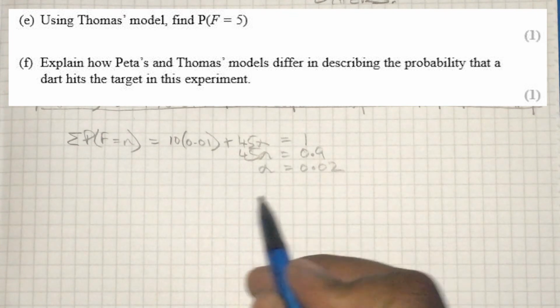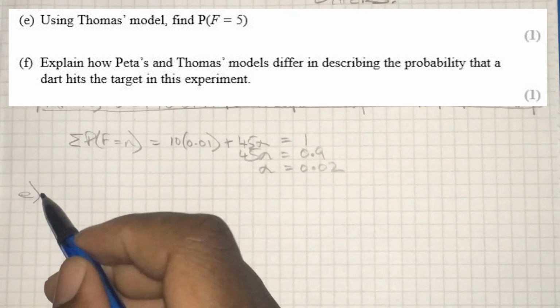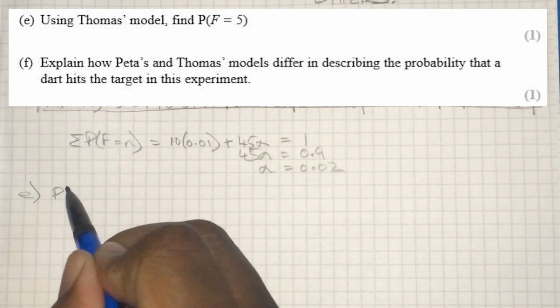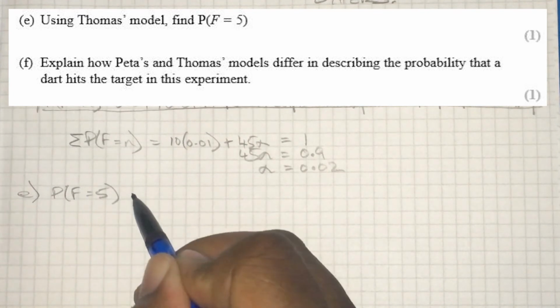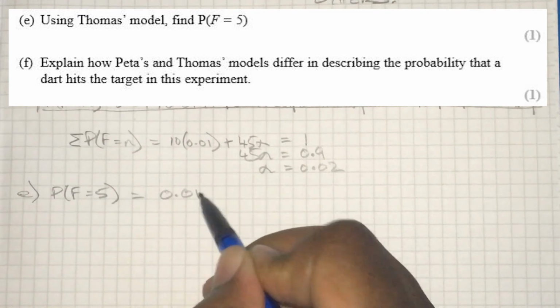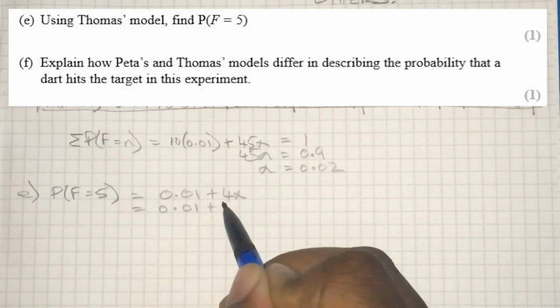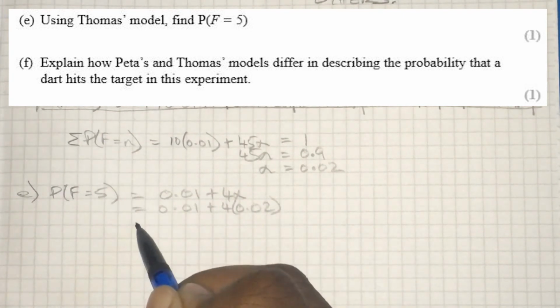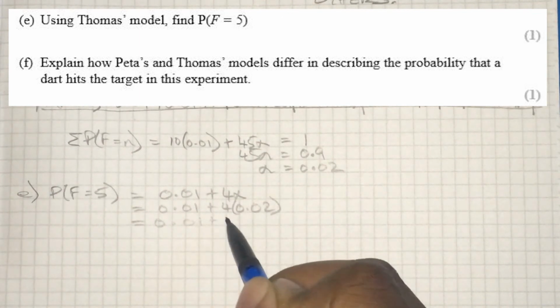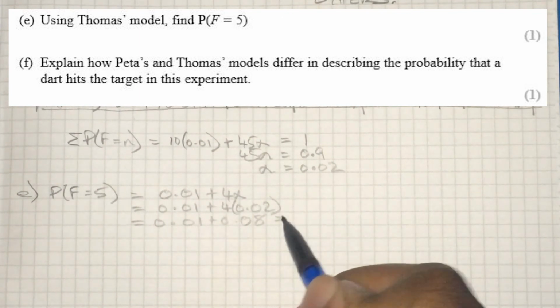Okay, so next we're asked to use Thomas's model, this model that we're working with, to find the probability that f equals 5. Well, I just need to substitute 5 into the model, and now that I know that alpha equals 0.02, that's going to work nicely, and it's going to give me an answer of 0.09.